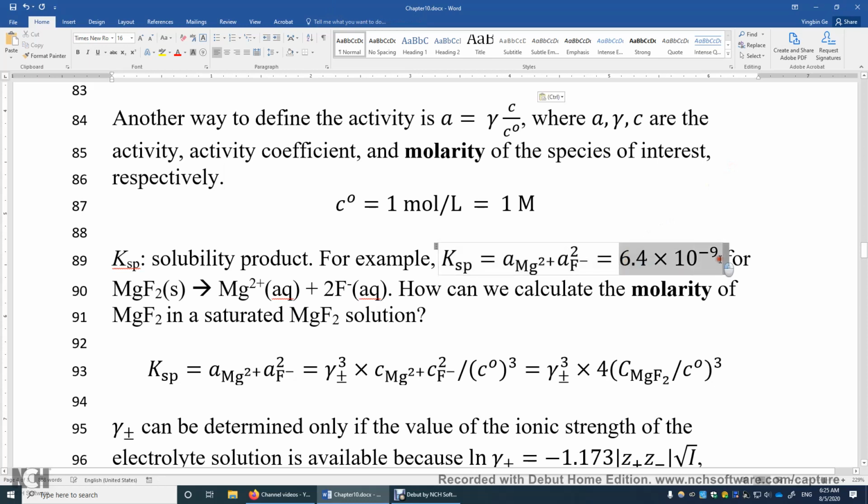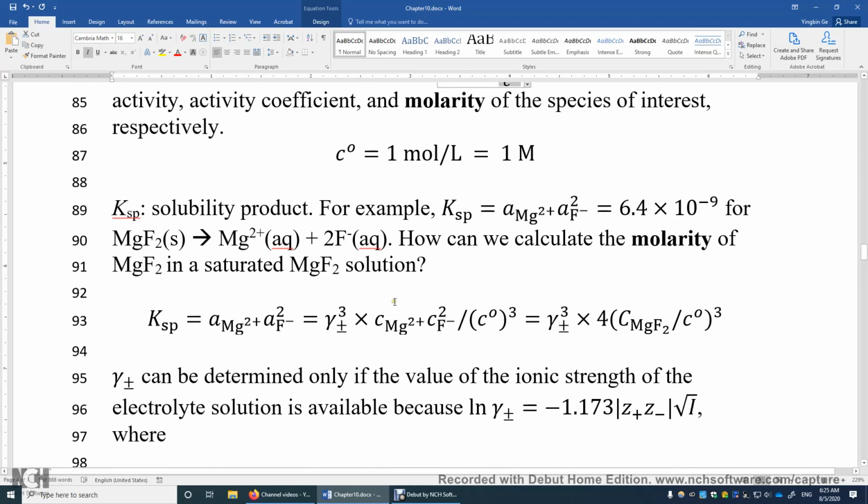Pay attention here. There's no unit because over here the activity has no unit. It's gamma, which is unitless, times C over C naught. This C over C naught gets rid of the unit. Now let's look at the calculation. Ksp is equal to the product of the activities, or this gamma to the power of 3 times the concentrations, or just molarity, of those ions.